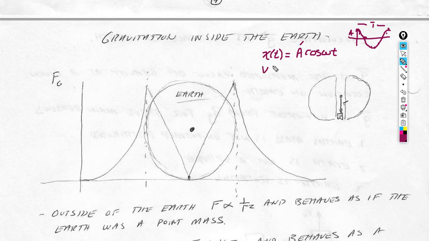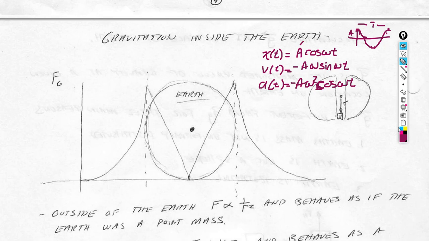Okay. v of t is going to be the what? Anybody? Negative A omega sine omega t. Now I didn't put the phase shift in here because I'm leaving it simple, but that's going to describe this motion here. Negative, why? Because the derivative of cosine is negative sine, and we have the chain rule, which is omega, which comes out here. a of t is just going to be negative A omega squared cosine omega t.